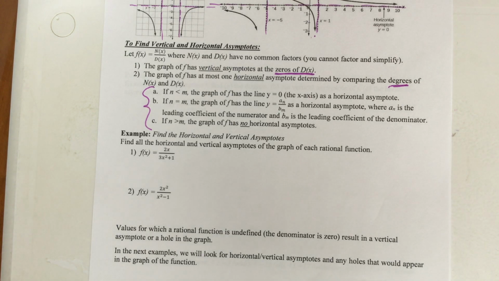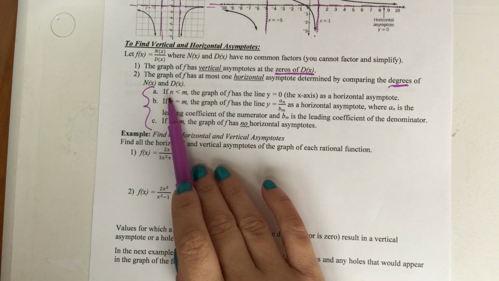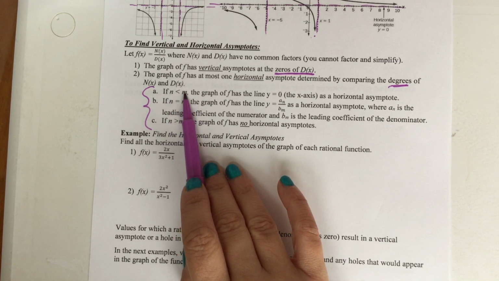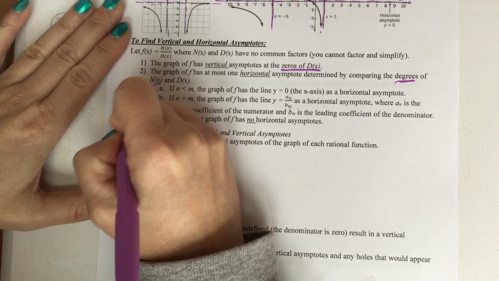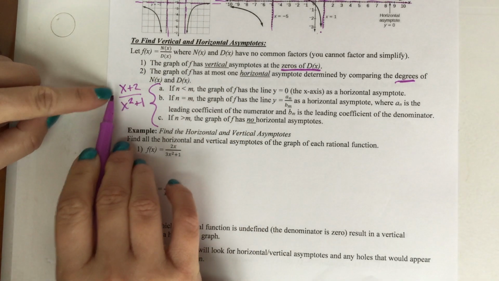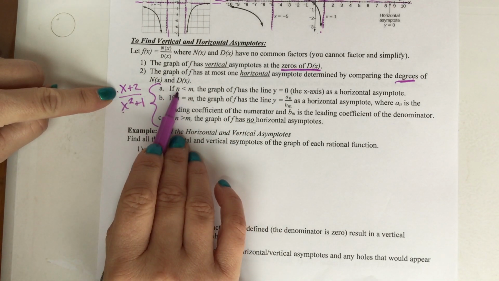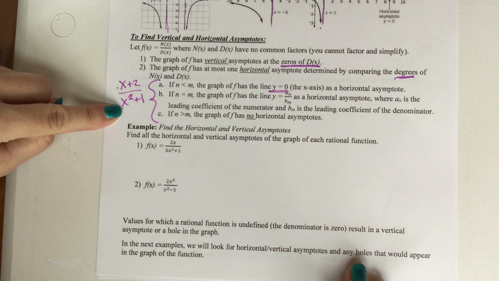So remember, your degree is the largest exponent on your variable. If your numerator has a lower degree than the bottom, so something like this, let's say I have x plus 2 over x squared plus 1. The degree here is a 1. The degree here is a 2. If the top degree is less than the bottom, you have a horizontal asymptote at y equals 0.